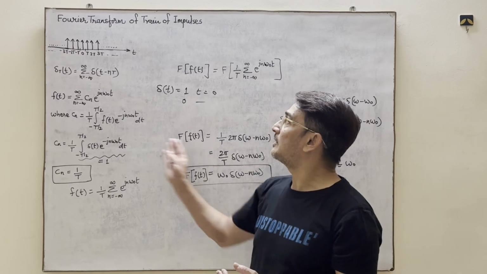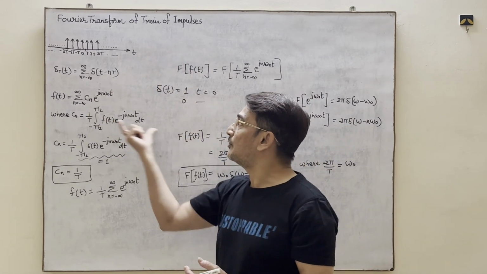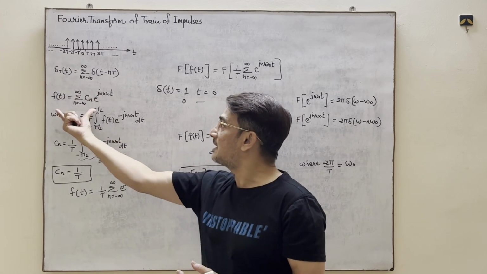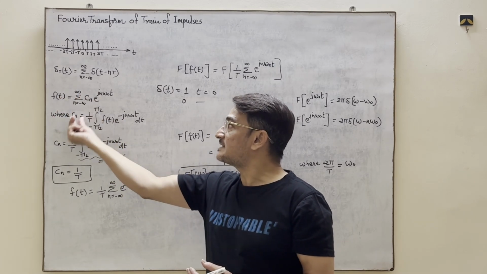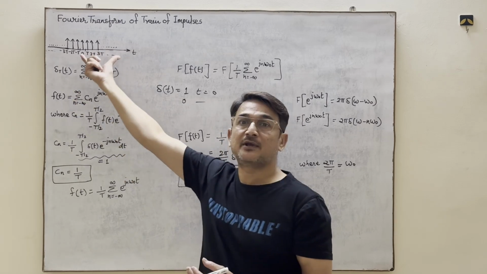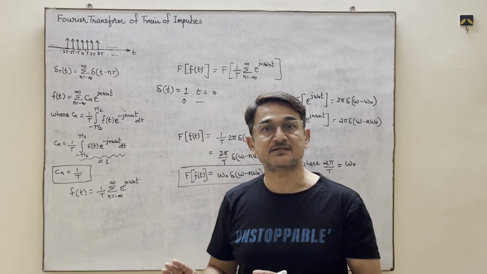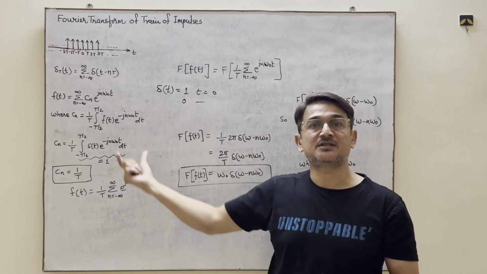I hope you understand the concept of impulse function, train of impulses, and how you can calculate the Fourier transform of a train of impulses by using this formula. Why are we using this formula for Cn? Because this is a periodic signal, and for a periodic signal we have to calculate the Fourier series. I hope all these concepts are clear to you by watching this video.